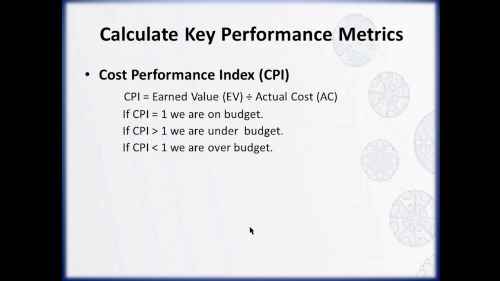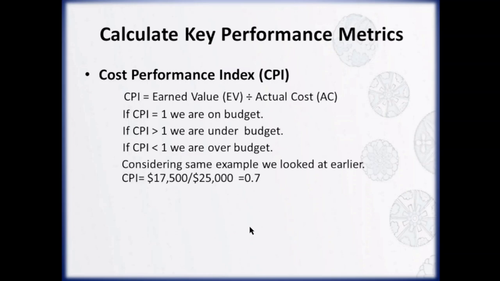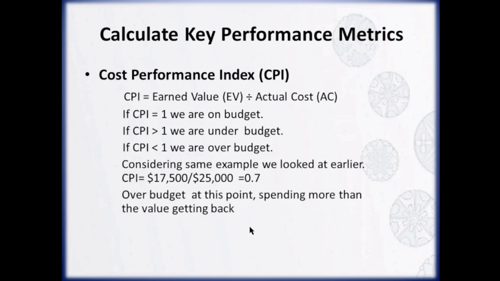Now let's go back to our earlier example. Earned value was $17,500 and actual cost was $25,000. So CPI is calculated by dividing 17,500 by 25,000, which gives us 0.7. Since CPI is less than 1, this tells us we are over budget at this point in the project and we are spending more money than the value we have delivered.